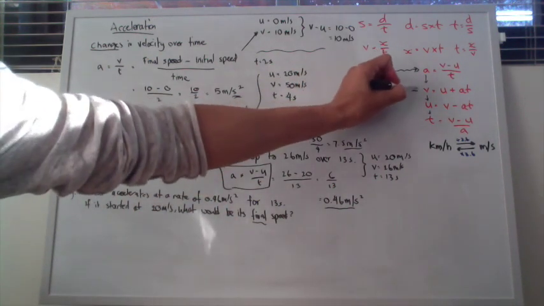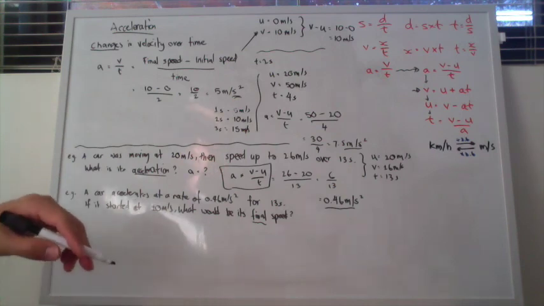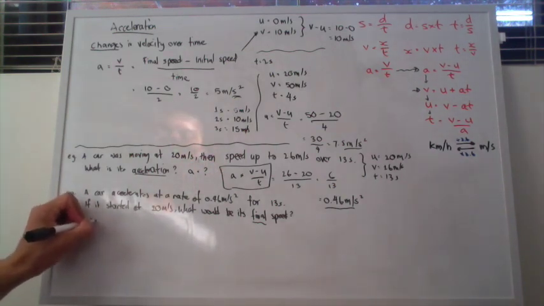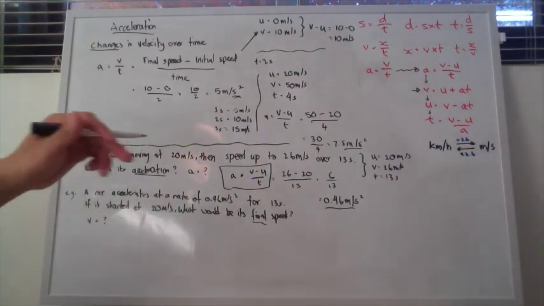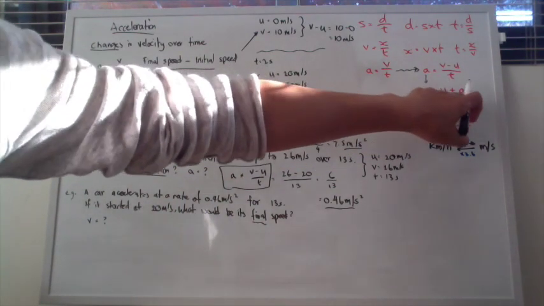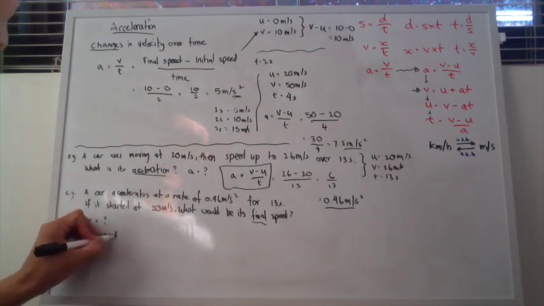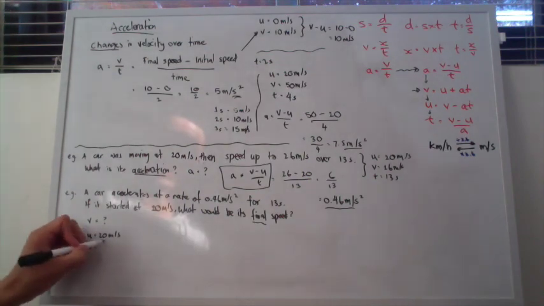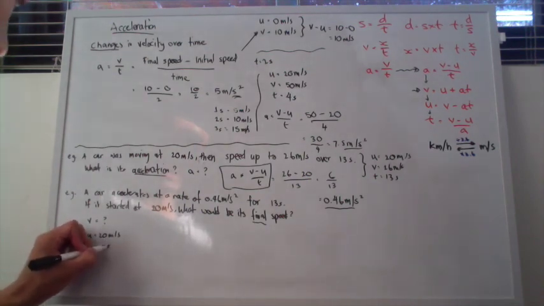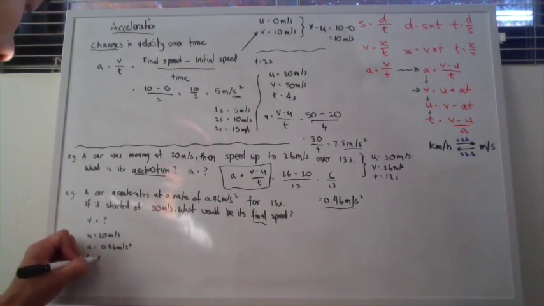Yeah, we're using this formula here to try and figure that out. Okay, v equals u plus at. v is what we're trying to figure out because that's the final speed, right? So we're trying to see if we can identify what u is, a is, and t. So u is the same, 20 meters per second. a is equal to 0.46 meters per second squared, and the time was still the same, 13.